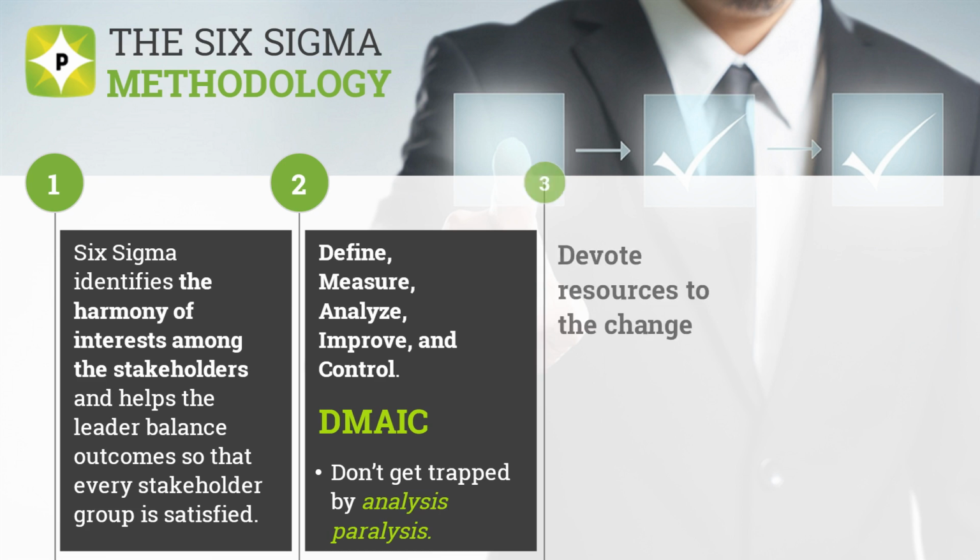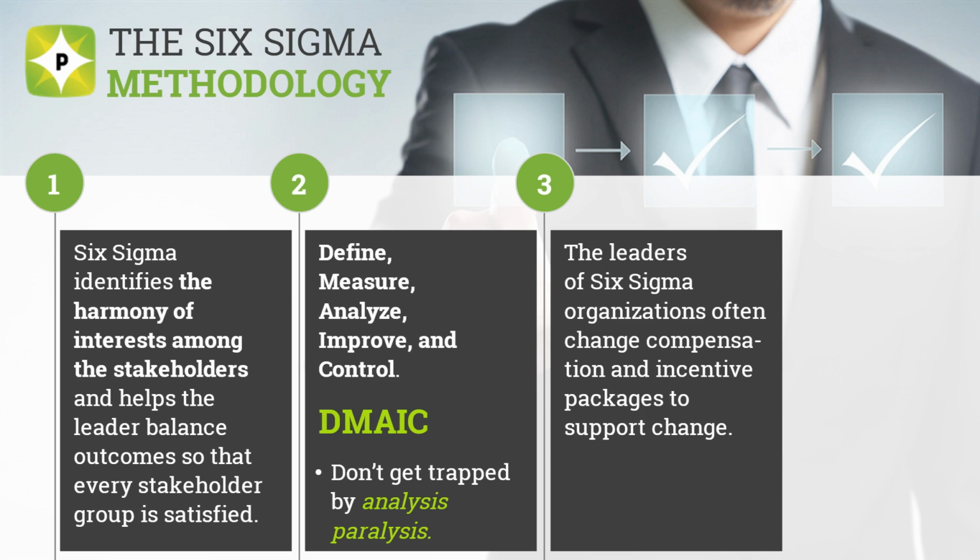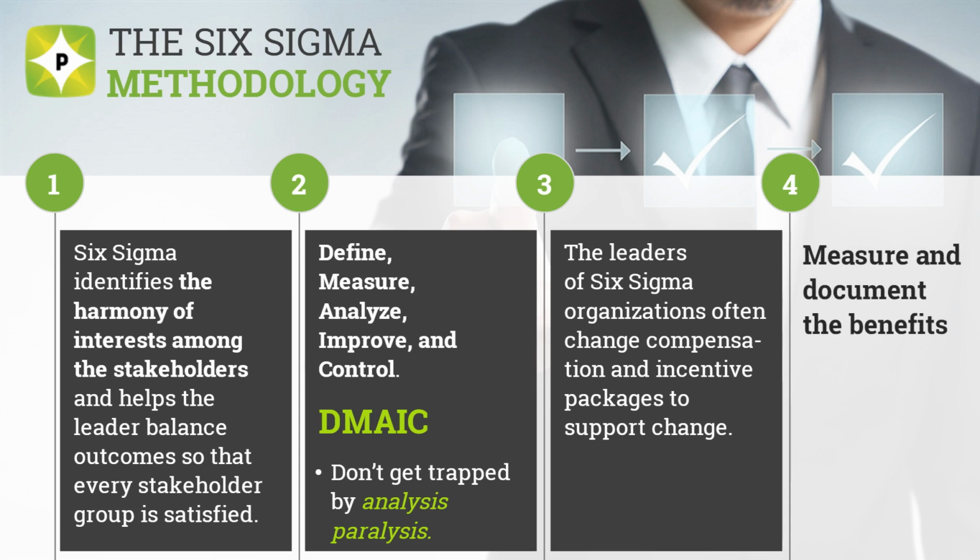Six Sigma works well because the organizations doing Six Sigma create an infrastructure devoted to change. This includes the full-time change agents, black belts, part-time green belt change agents, sponsors, process owners, and champions. The leaders of Six Sigma organizations often change compensation and incentive packages to support change. Obviously, all of this costs a lot of money. To be sure that the investment pays off, Six Sigma organizations carefully monitor the benefits of Six Sigma. Finance and accounting usually plays the major role in setting this up.